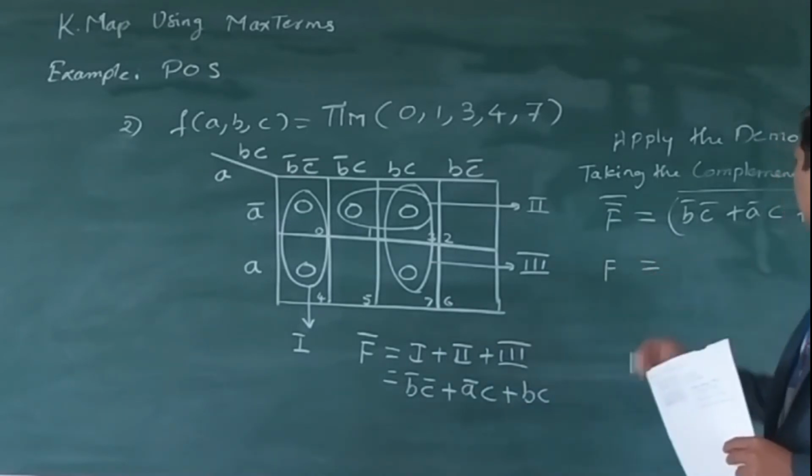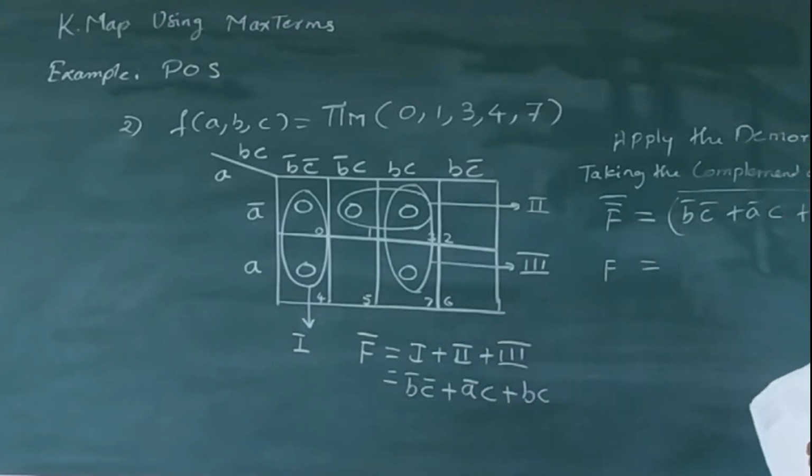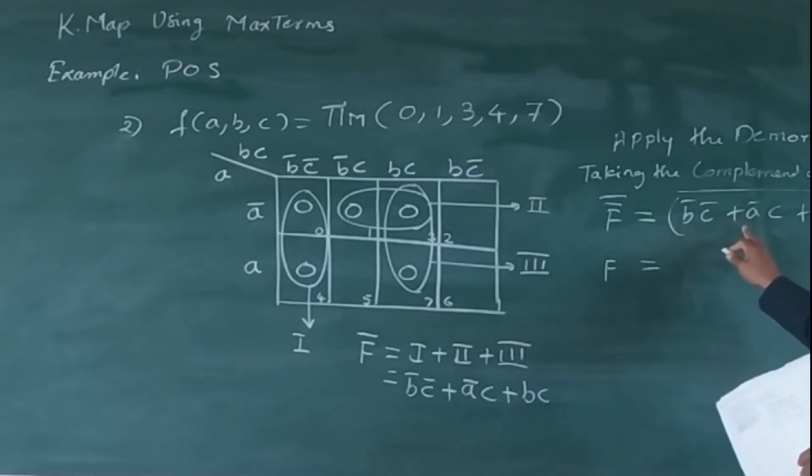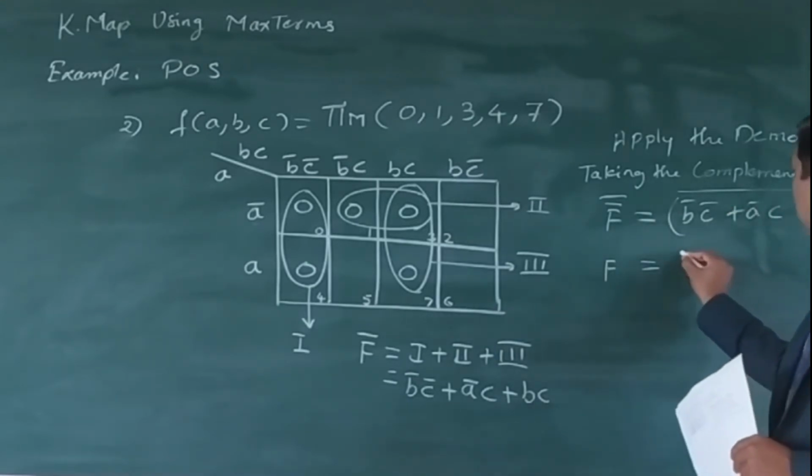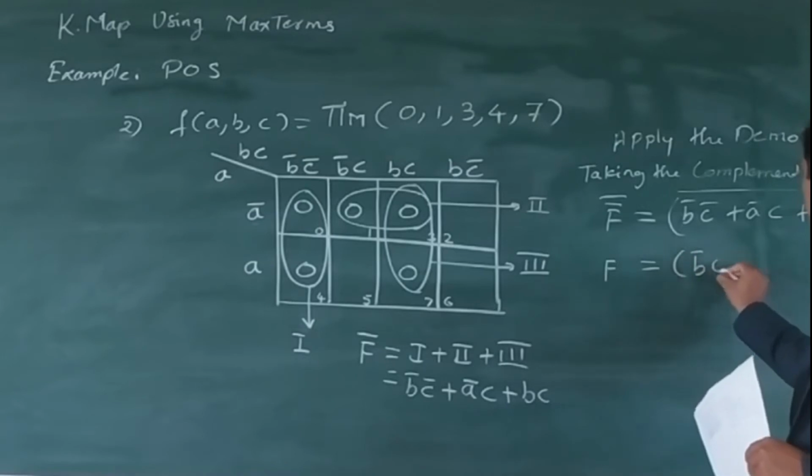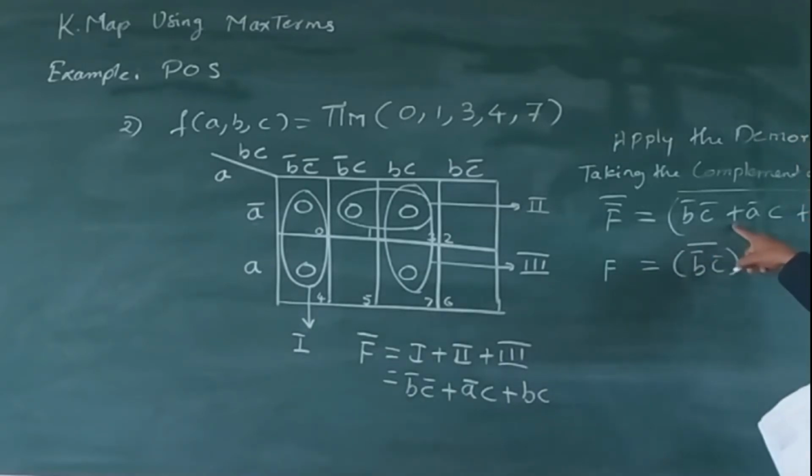So according to that, whenever we go for a complement, we have to apply it. Here it is a sum of products. So the complement of a sum is equal to the product of individual complements. So here, B bar C bar whole bar, the plus symbol will be converted into a dot symbol, that is OR gate will be converted into AND gate. Okay, then A bar C whole bar and BC whole bar. Fine.